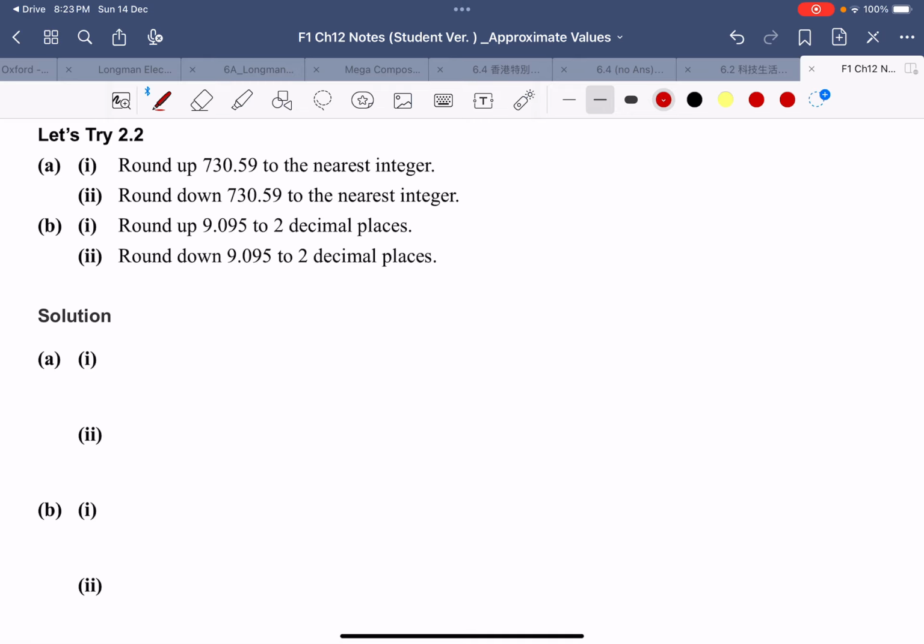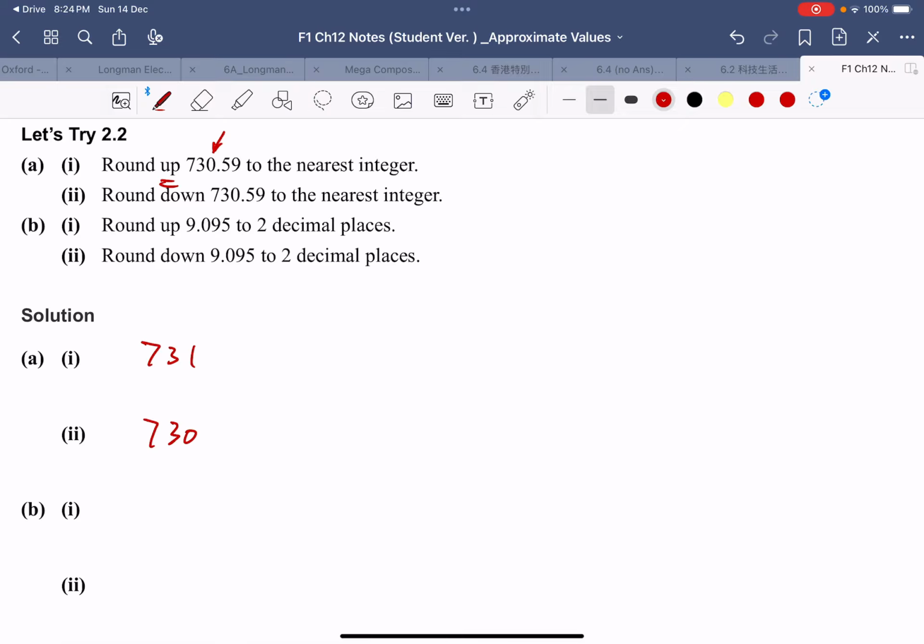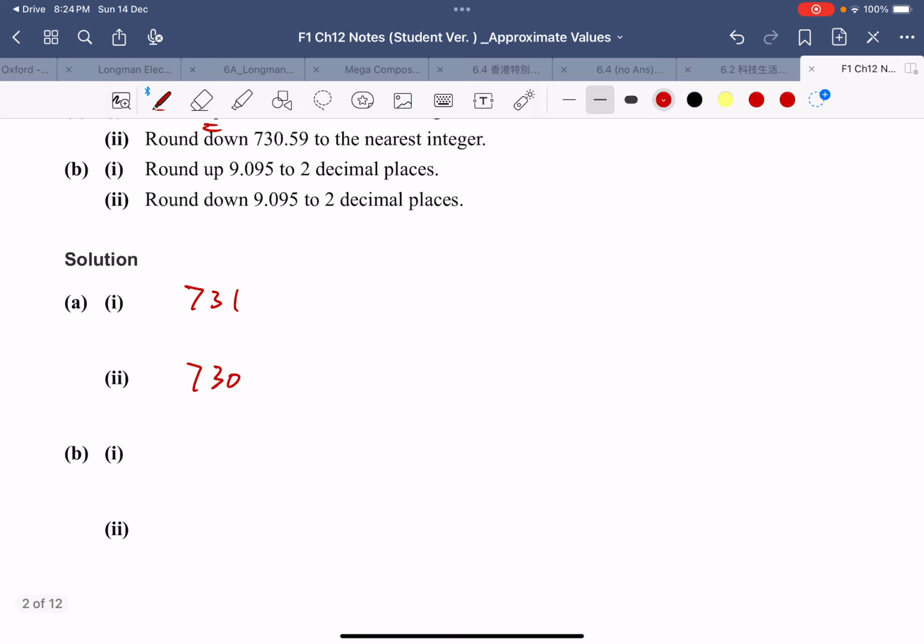Okay, let's try this by yourself. Nearest integer. Where's the integer? This place value is called the integer. Round up. Look for the word up, and then always go up 1 place value. Round down to the nearest integer. Always stay the same as before.